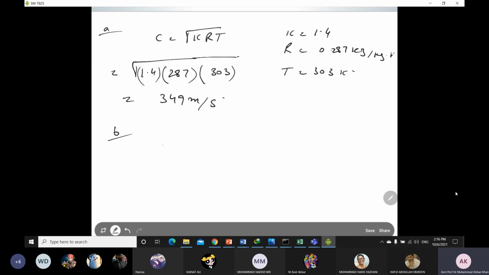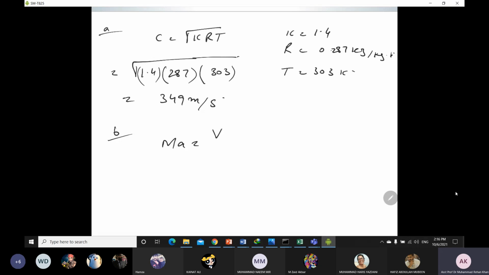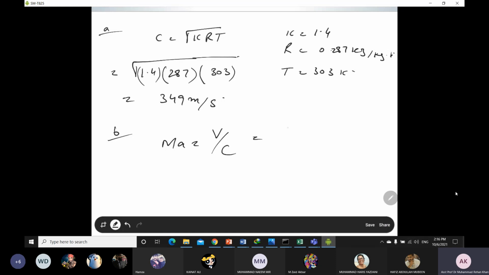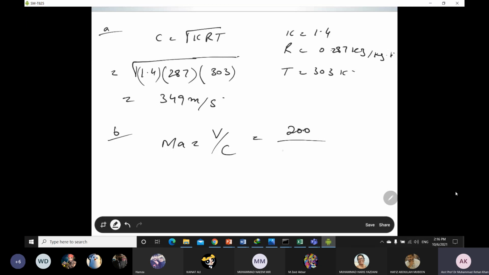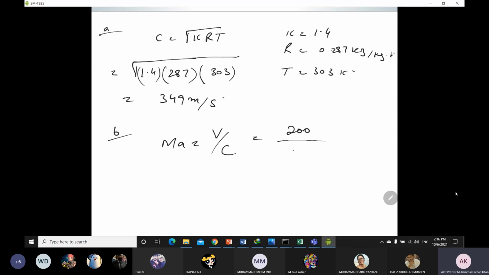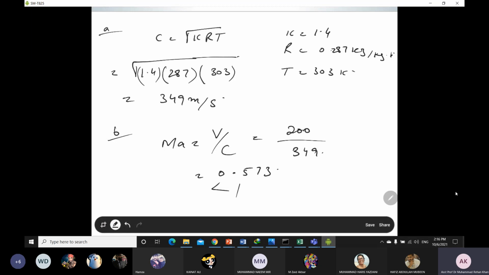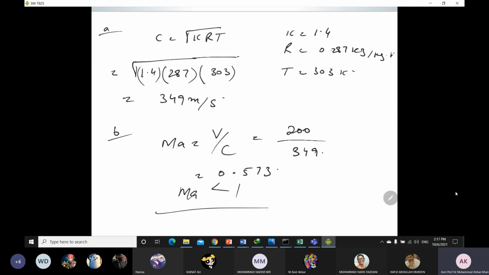So in part B, we simply have to find the Mach number. Mach number is basically local velocity over speed of sound. The local velocity is 200 meter per second, which is mentioned in the question, at the diffuser inlet, and C we already calculated, which is 349. If you calculate it, it will be 0.573, and this value is less than 1. It means that your type of compressible flow is subsonic flow, because the Mach number is less than 1. So this is the solution for this type of question.